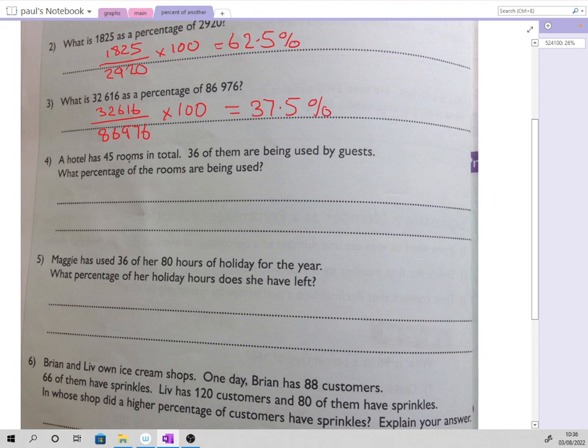Now we get some words. Right, a hotel has 45 rooms in total, 36 of them being used by guests. What percentage of the rooms are being used? Again, straightforward. 36 over 45 times 100 equals. 36 divided by 45 times 100 equals 80% of the rooms are being used.